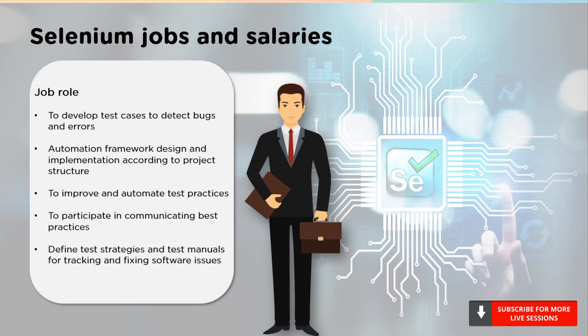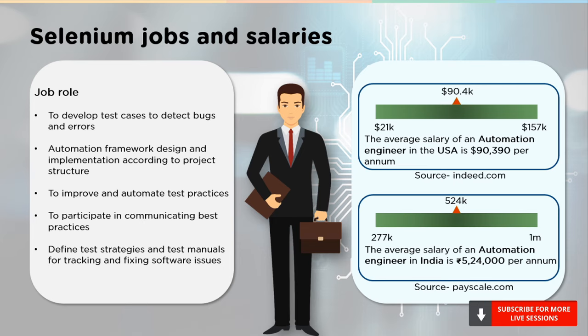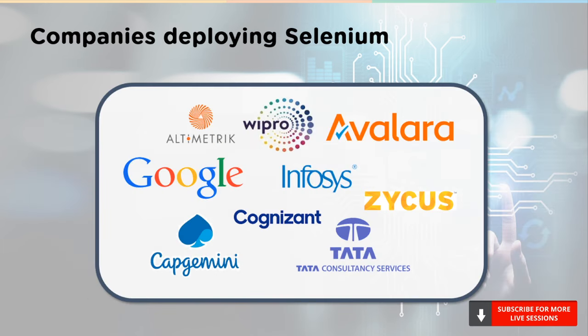Moving on to the salaries, according to PayScale, the average salary of an automation engineer in the US is a whopping $90,000 per annum. The average salary of an automation engineer in India is around 5,24,000 rupees per annum. Now let's look at the top tier companies that deploy Selenium. Some of these companies are Google, Infosys, TCS, Capgemini, among others.